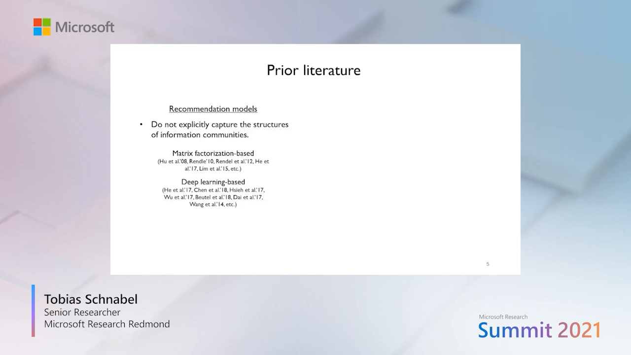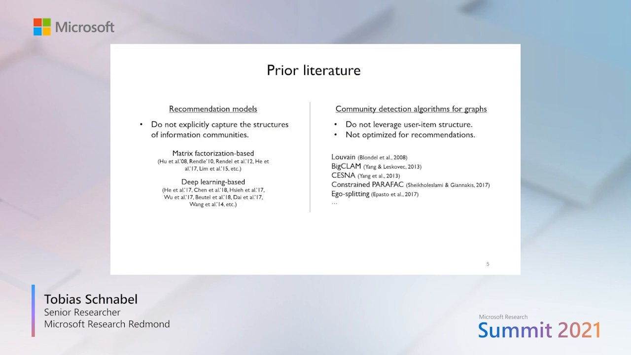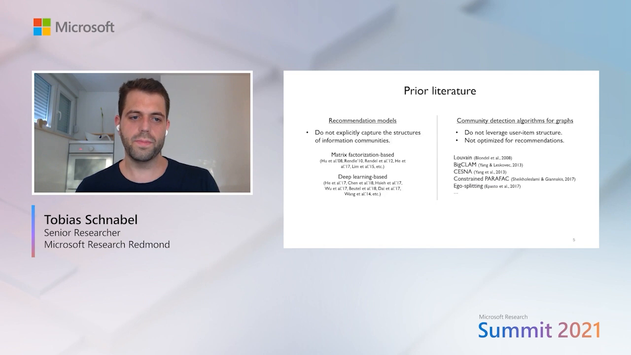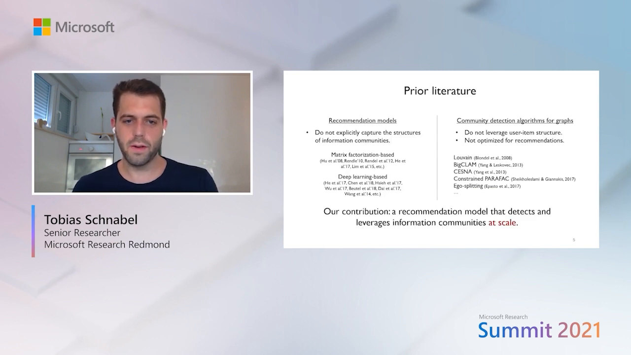And then on the other side are community detection algorithms for graphs. But these detection algorithms were designed for homogeneous graphs, so they don't really distinguish between users and items. And the second drawback is that they're not optimized for recommendations. So they are completely oblivious to our end goal of getting good recommendations. Our contribution in this work is that we present a recommendation model that detects and leverages information communities at scale.